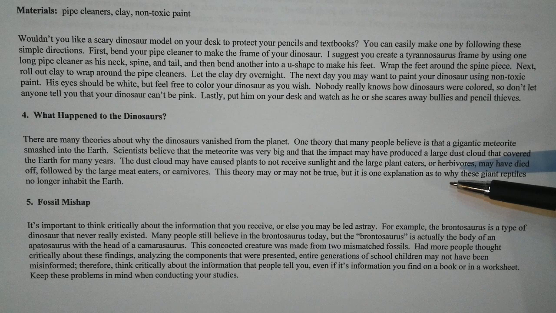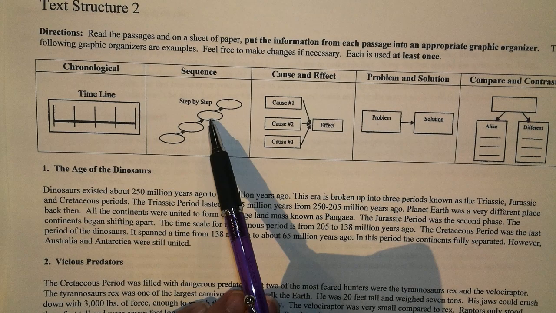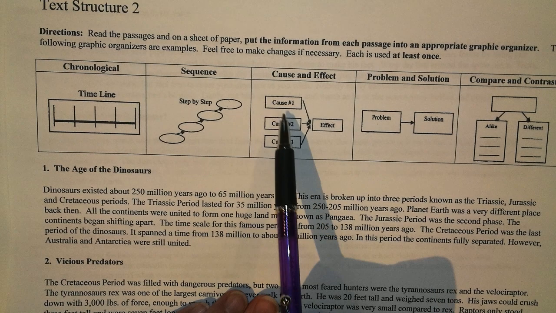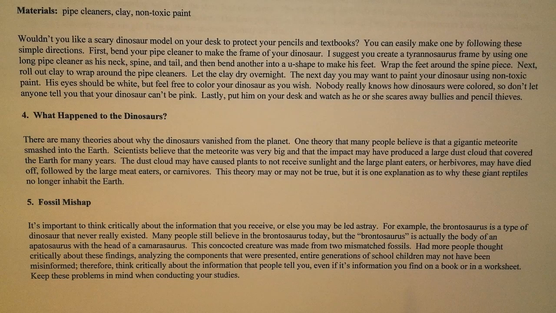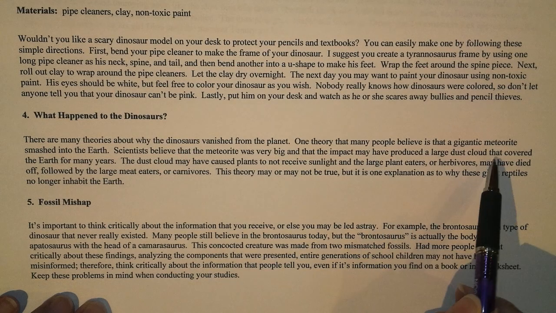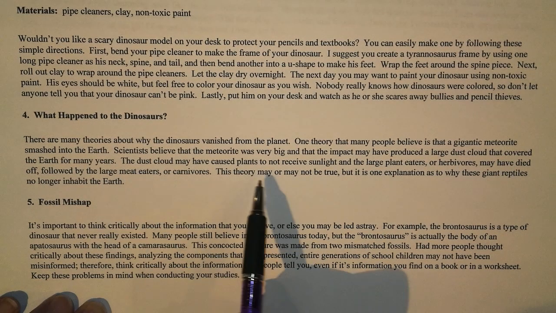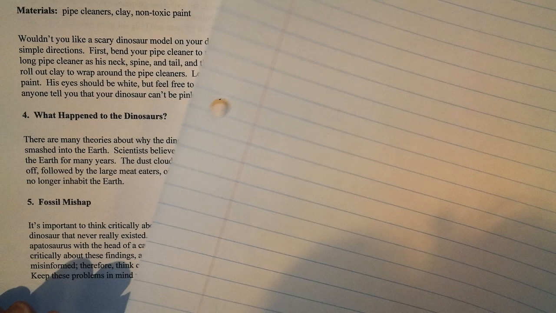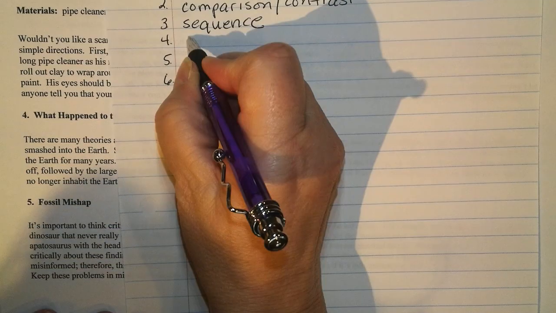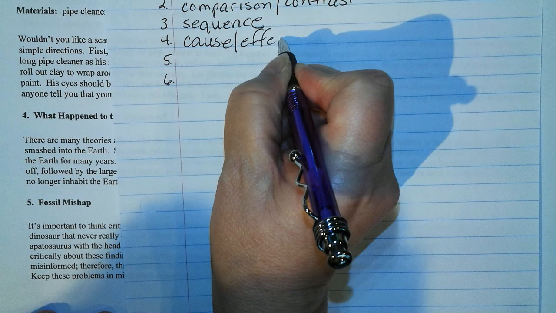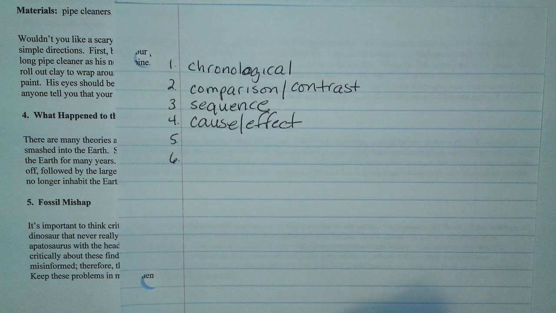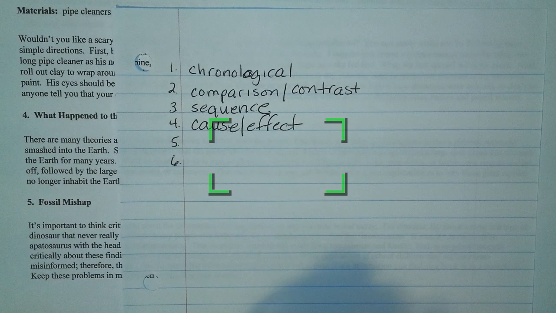Okay, let's take a look and see. We know it's not chronological. We know it's not sequence. What's it saying? This may have caused the dinosaurs' extinction. So if you look, believe, produce, Earth may have caused. Okay, so it's cause and effect for number 4. Okay, so far we've got chronological, comparison, contrast, sequence, and cause and effect. Okay, so fossil mishap.